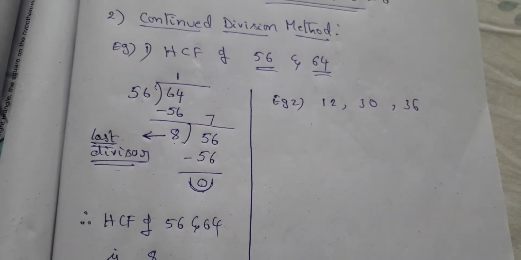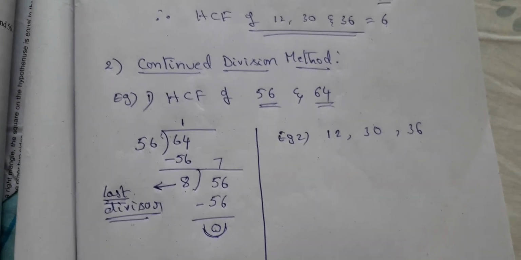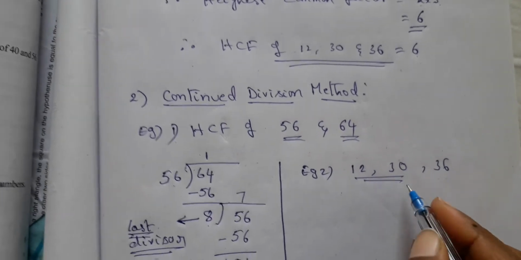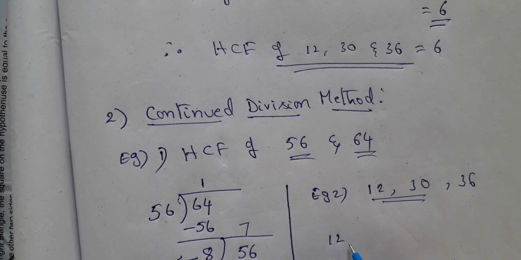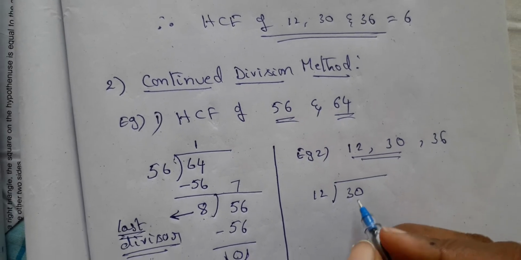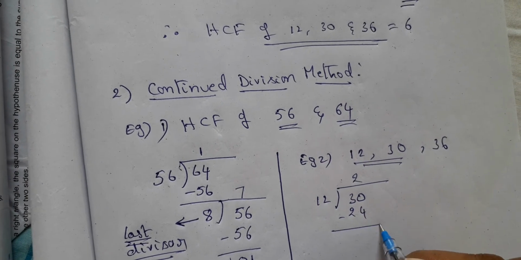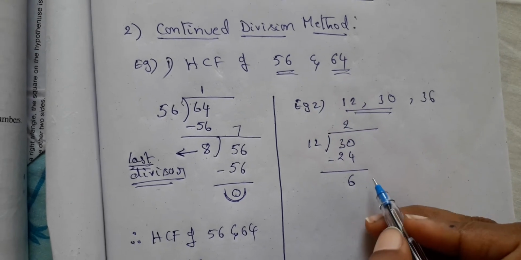Which method are we going to use? Continued division method. So the same process, but see how we are going to do it. First take the two smaller numbers. Divide 30 by 12. 12 twos are 24, so minus, we are left with 6. The remainder is not 0.